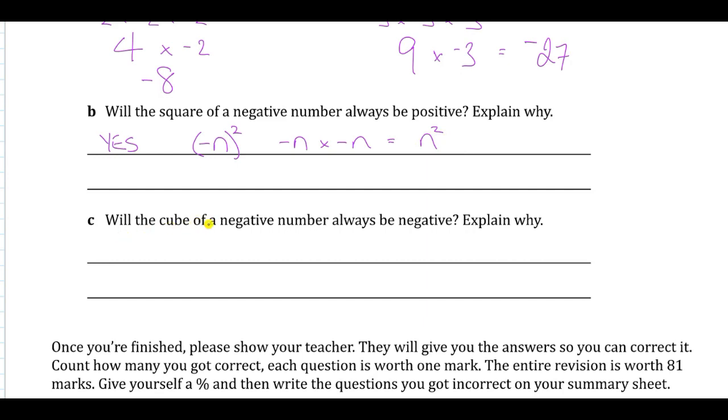Will the cube of a negative number always be negative? The answer is yes. As above, if we square that negative number, we always get the positive. However, if I then multiply that again by that negative number, negative times a positive means the negative wins, but I have n times n squared, which gives me n cubed.